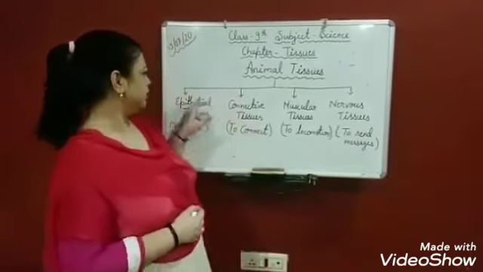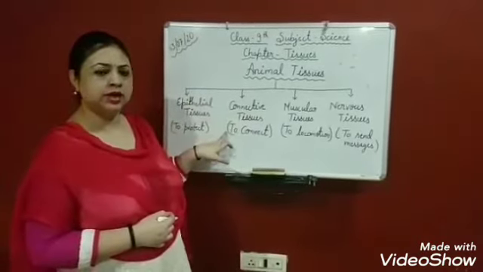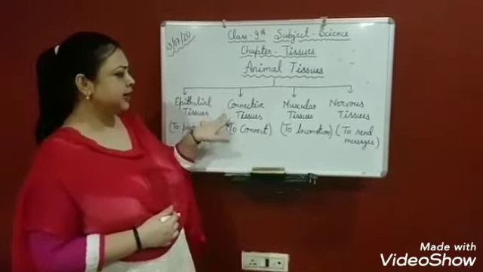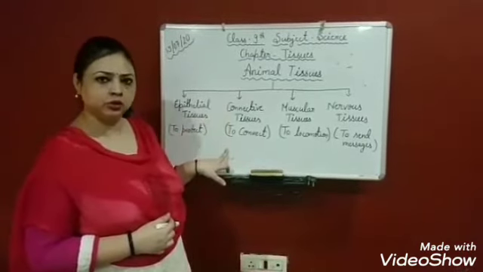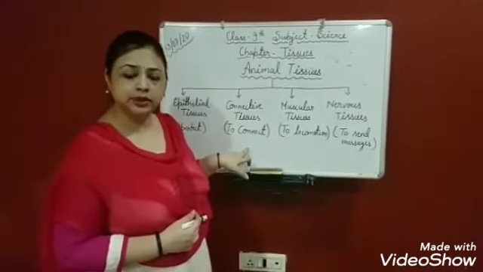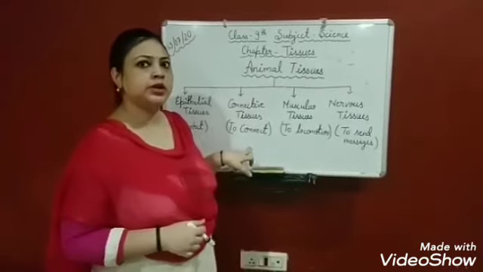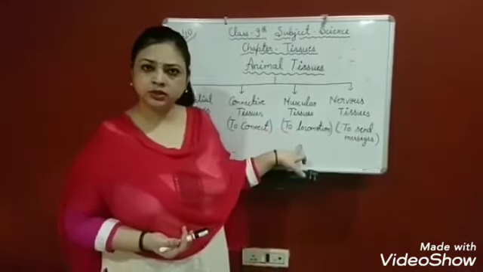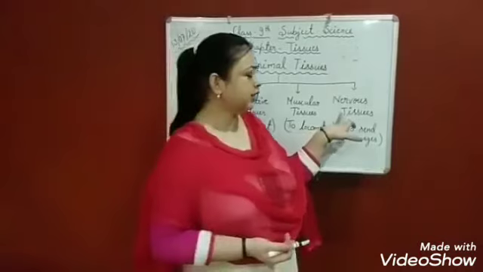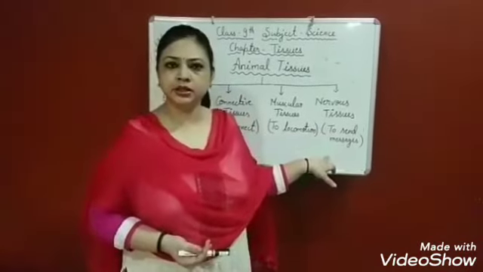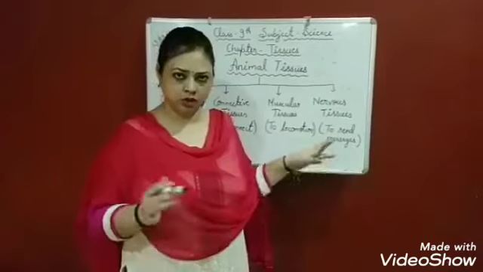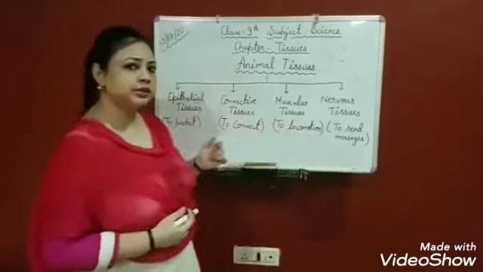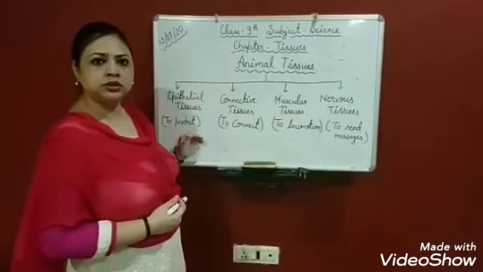The first main one is epithelial tissues. Epithelial tissues are to protect our body, right? Second is connective tissues, to connect the body, like blood. Blood flows all over the body to connect one part to the other part. Muscular tissues are for locomotion, and nervous tissues send messages from the brain to all parts of the body and from all parts of the body to the brain. Now we will discuss epithelial tissues in brief.